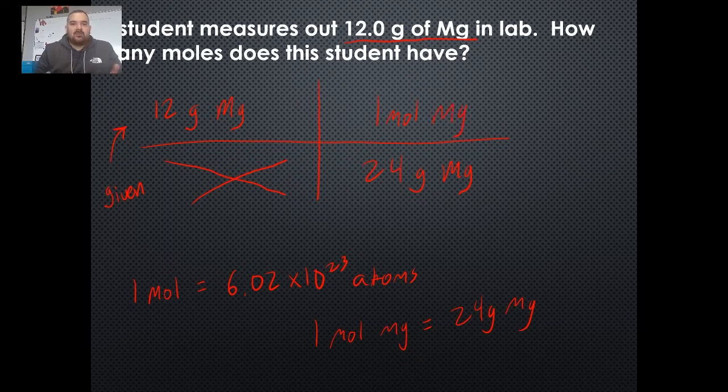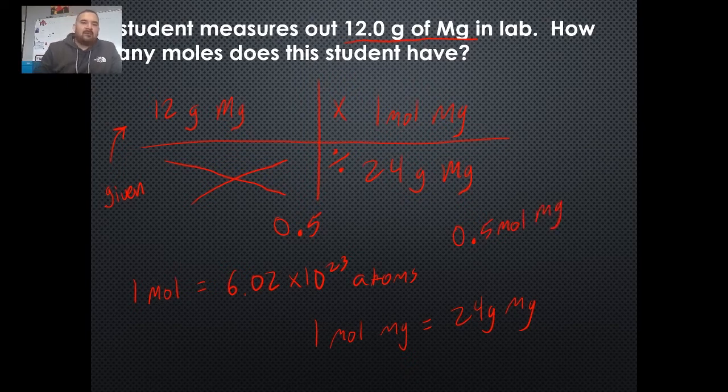Now, the way dimensional analysis works is we always divide by the bottom, and then we multiply by the top. So everybody grab your calculator. We're going to do 12 divided by 24. That's going to give you 0.5. And then we take 0.5 and we multiply it by 1 mole of magnesium. What's our final answer going to be? It's going to be 0.5 moles of magnesium.